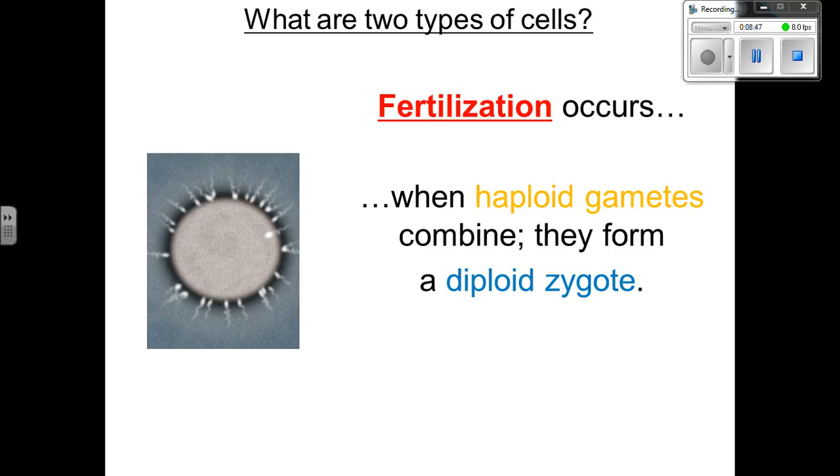So, what happens when the egg and the sperm come together? When haploid gametes combine, that's called fertilization. It forms a diploid zygote. That's a term that you might have heard in health class. It's a term that we'll be using for the rest of this unit. So moving forward, please make sure that you have finished the notes, that you've filled in the notes, and that you are ready to go for our lab.